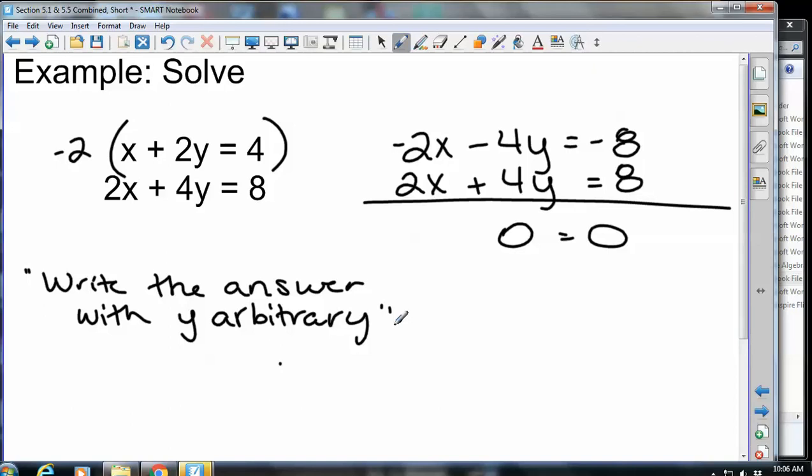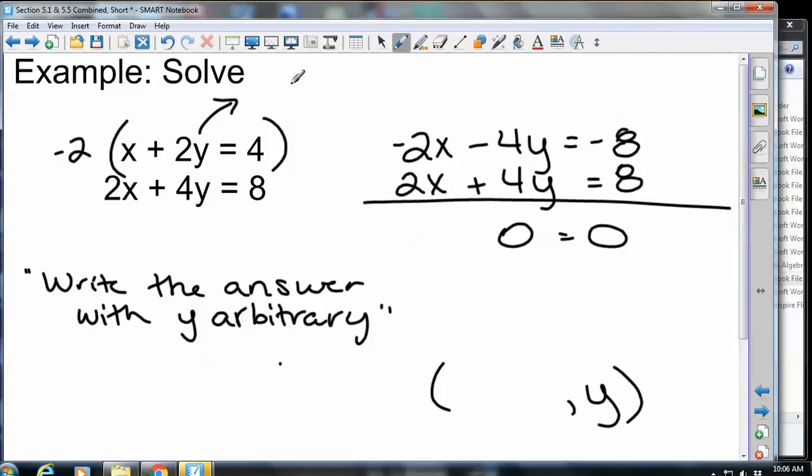So instead of just saying it's infinite solutions, it's every point on the line, you are going to actually describe what kind of points fall on that line. So you are going to give me an ordered pair. If I say y is arbitrary, you're going to keep y as y. But we have to find some expression for x. So you have to go to one of your original equations and solve for x.